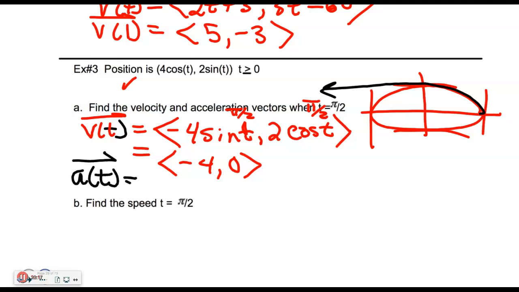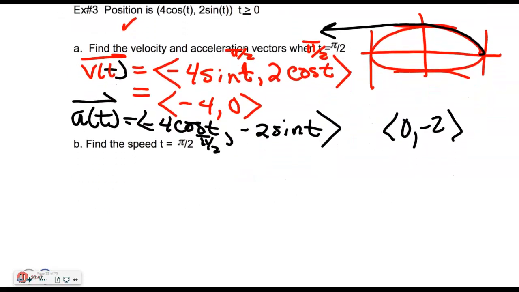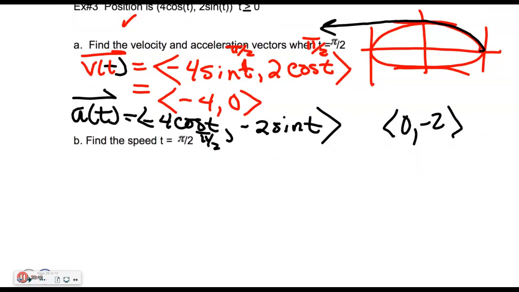Okay, so my acceleration vector would be -4 cosine t, comma, -2 sine t, right? I didn't make any arithmetic mistakes that were silly, did I? And then if I put a 1 in there, at pi halves, this would be 0, right? And what would this guy be? Yeah, 0, -2. Now, I'll tell you what that means in terms of the motion in just a little bit, okay? This says to find the speed.